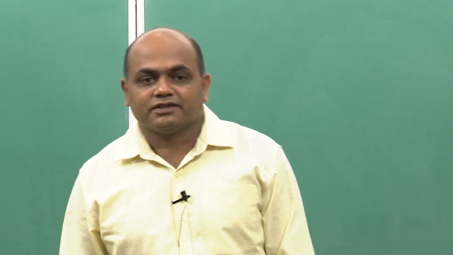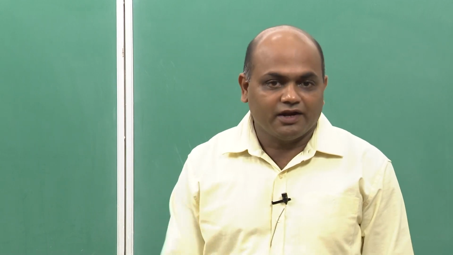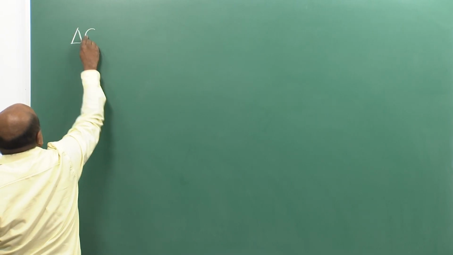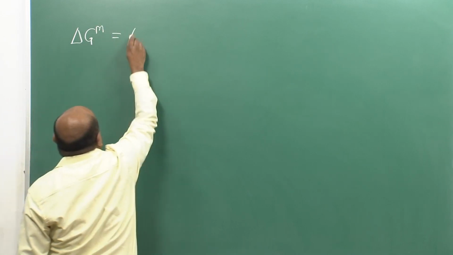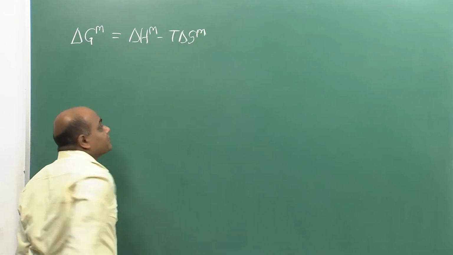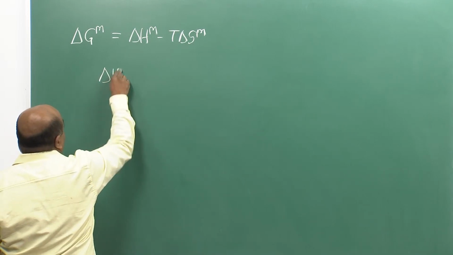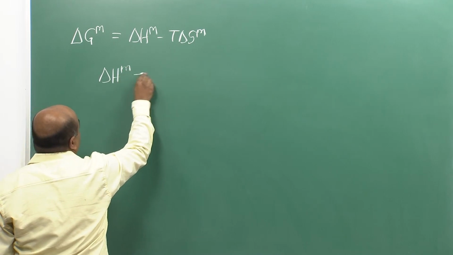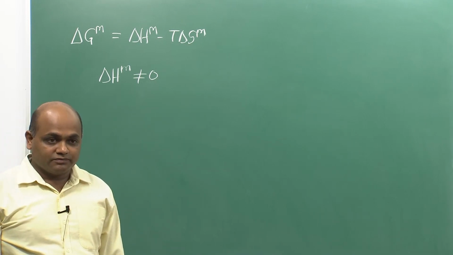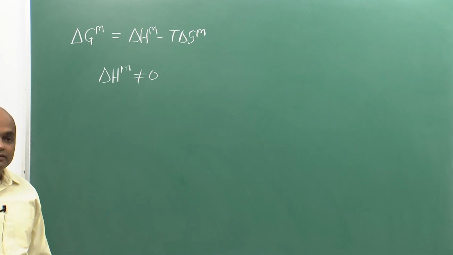So, last class we analyzed ideal solutions. Today we will try to analyze Gibbs free energy of mixing for non-ideal solutions. So, delta Gm is equal to delta Hm minus T delta Sm. Unlike an ideal solution, for a non-ideal solution, delta H mixing is not 0, right? It has a non-zero value. So, heat is either evolved or heat is absorbed during the process of mixing.